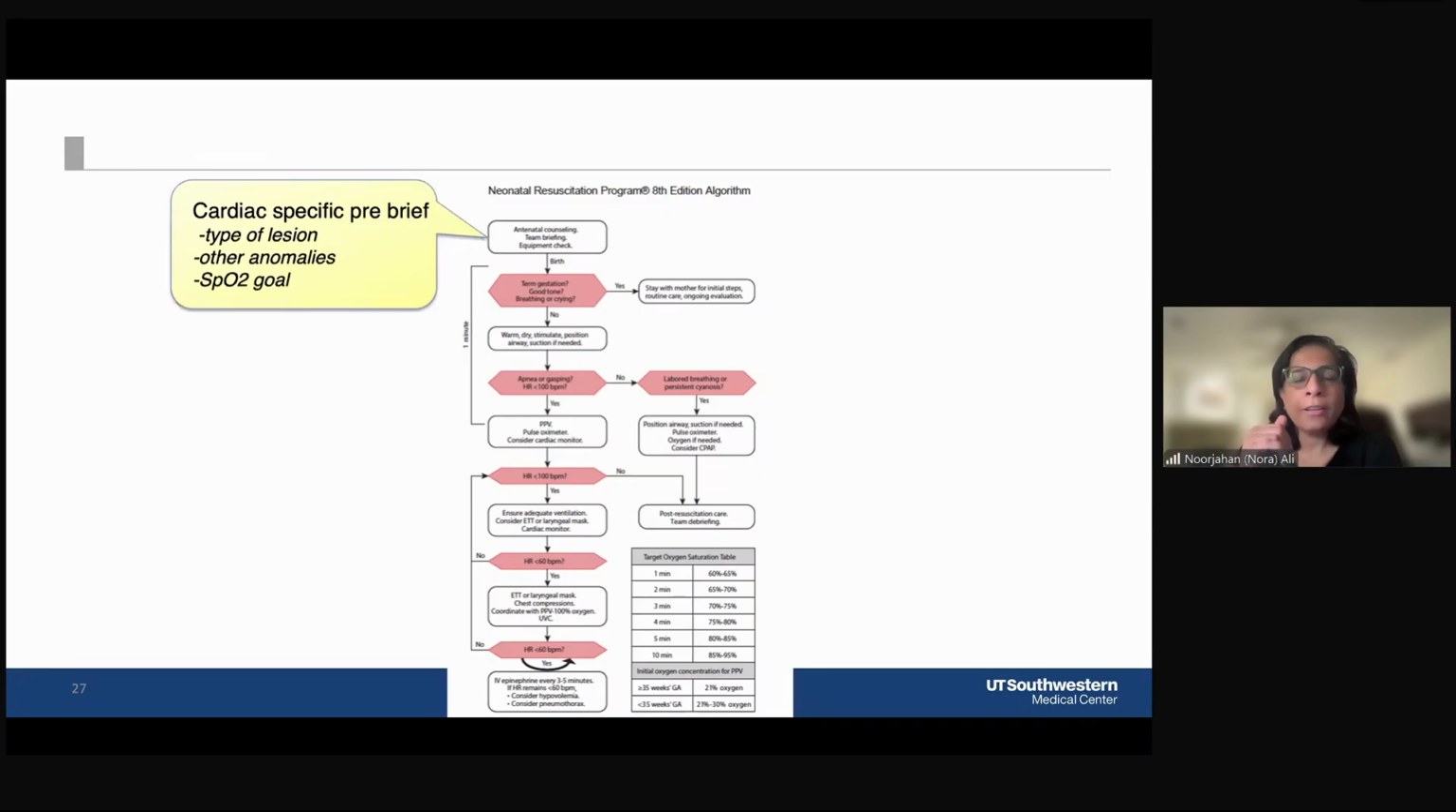So these are areas in the yellow boxes where we had some guidance, I have to use my words carefully, or recommendations on where you could fit some specific things for heart babies. What I mean by that is the pre-birth questions. For cardiac babies, we want to know what type of lesions. Are there any other anomalies? And the important one, what should be our SAT goals?